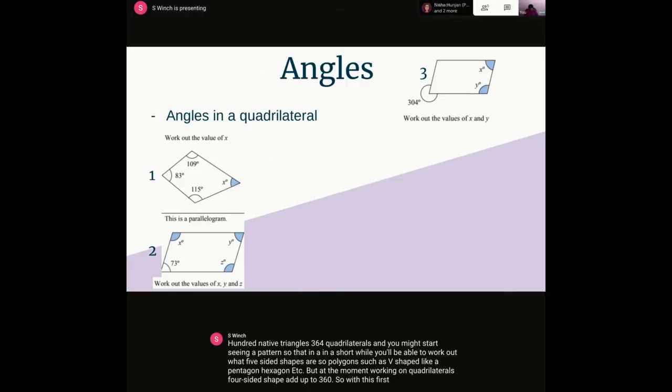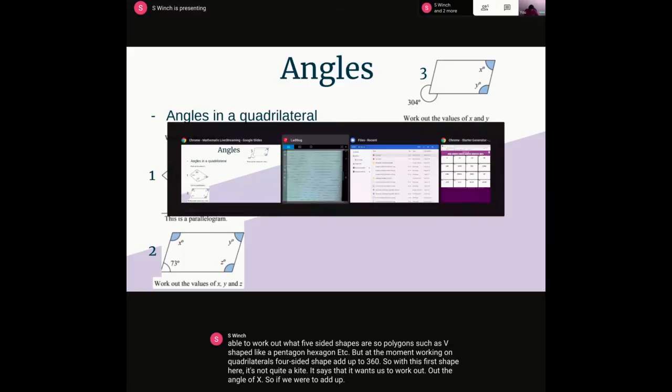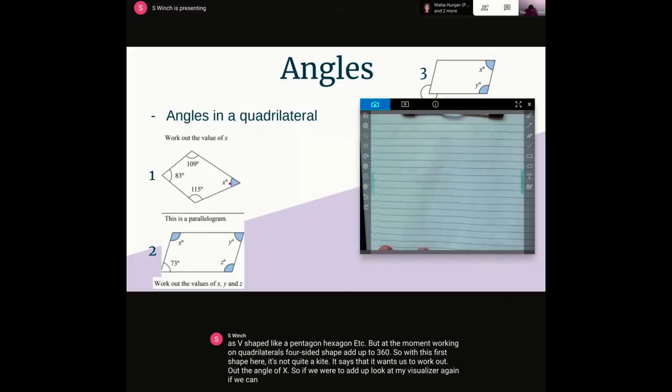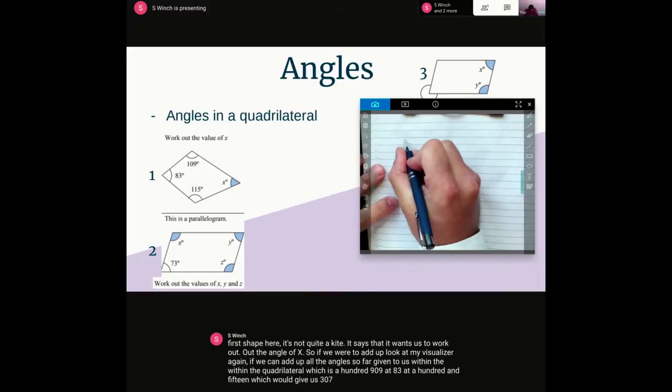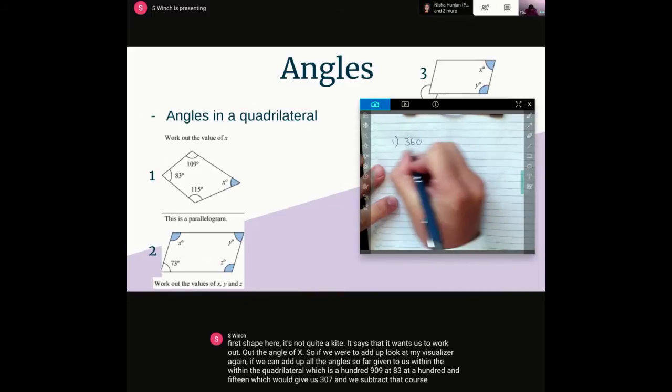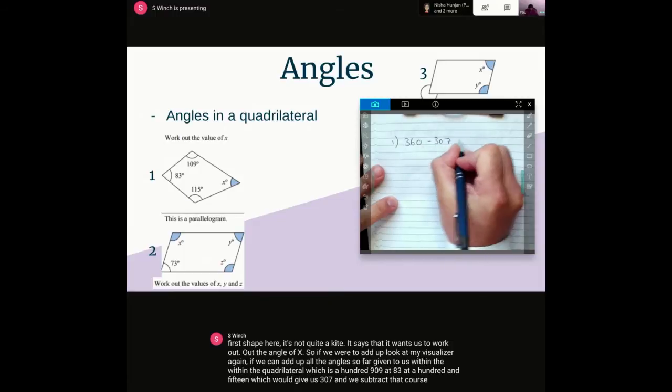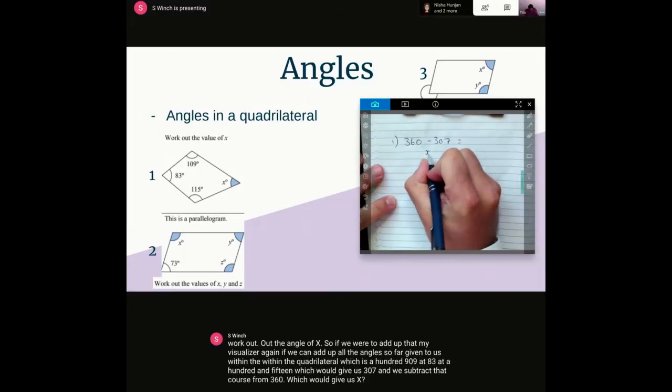So with this first shape here, it's not quite a kite. It says that it wants us to work out the angle of x. So if we were to load up my visualizer again, we add up all the angles so far given to us within the quadrilateral, which is 109, add 83, add 115, which would give us 307, and we subtract that, of course, from 360, which would give us x equals 53.